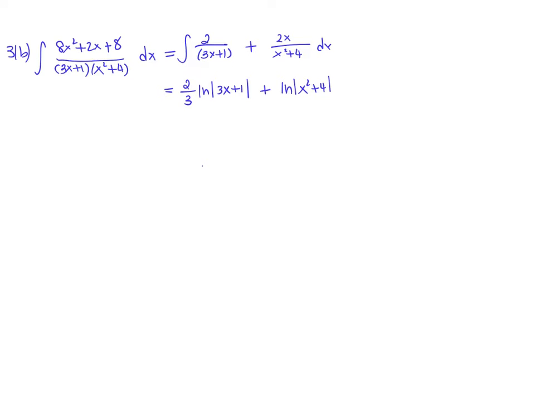In fact, do we really need the modulus sign for x squared plus 4? No, right? Because the inner term is always positive. So in fact, we can drop the modulus sign and write this as ln of bracket x squared plus 4 plus c, where c is a constant. So that will be our answer for 3b. As you watch this video, if you have doubts, please pause the video and ask your teacher.